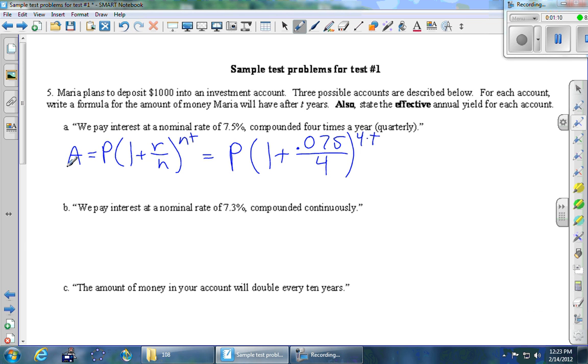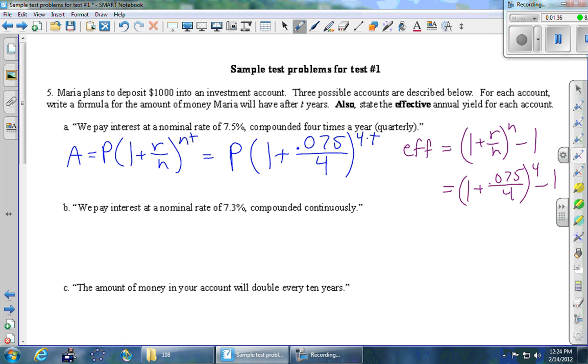And then it says state the effective annual yield. So the effective annual yield for this one is just a little formula. It's this. So here's the effective interest rate. It's (1 + r/n)^n, subtract 1. So in our case, (1 + 0.075/4)^4, subtract 1. We'll type this into the calculator.